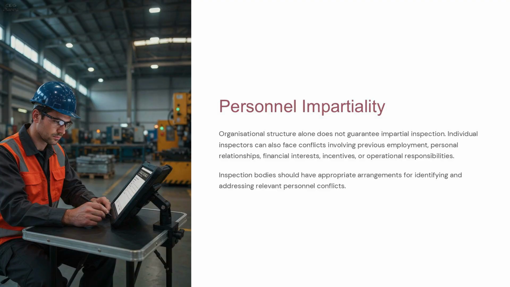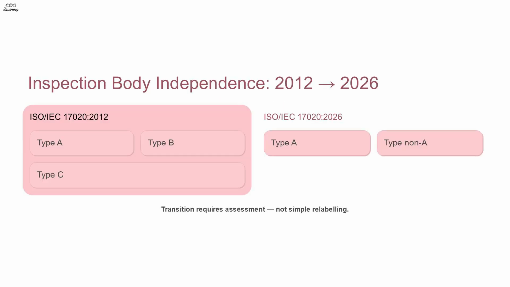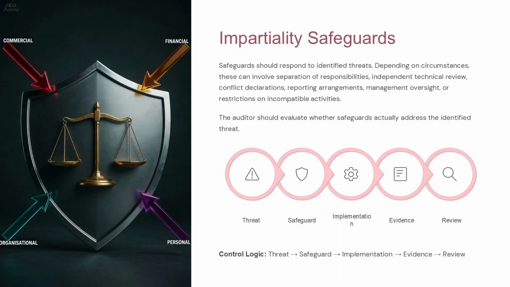Personnel impartiality requires addressing conflicts from relationships, interests, and responsibilities to ensure unbiased inspections. The transition from 2012 to 2026 requires assessment, not just relabeling, to ensure true independence. Safeguards should address identified threats, involving responsibility separation and technical review to ensure independence.